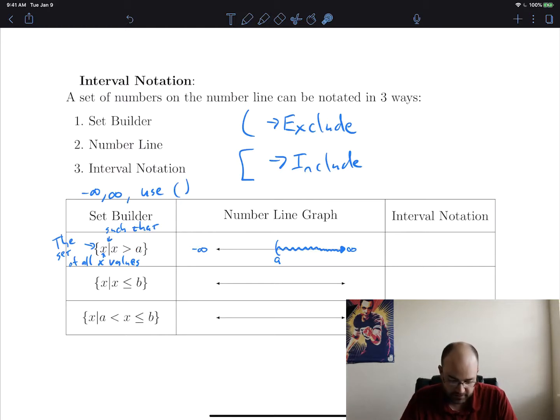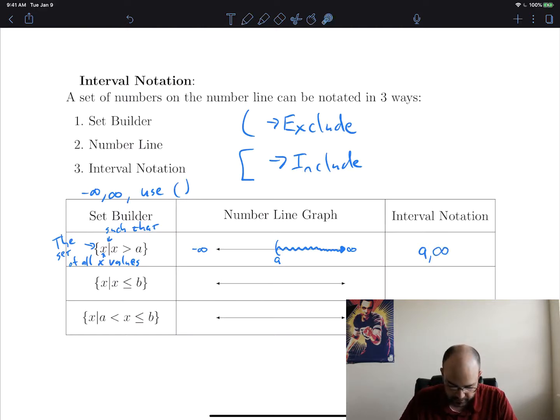Now for the interval notation, here's what we're going to do. We're going to start with the number line and say, where's the very first thing from the left that we can use? Well, it's at a. So it starts at a and goes comma, how far to the right can it go? Well, it'll go to infinity.